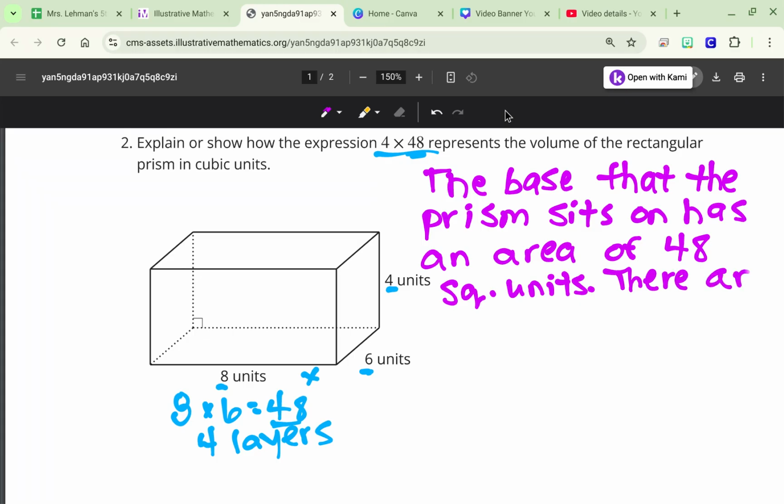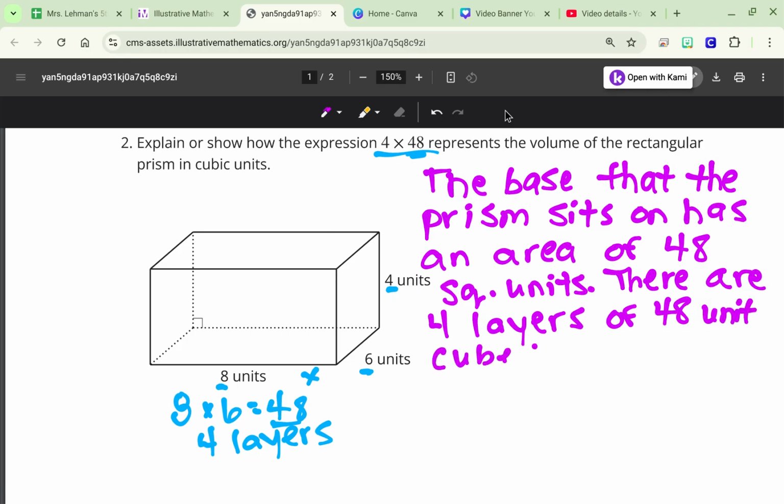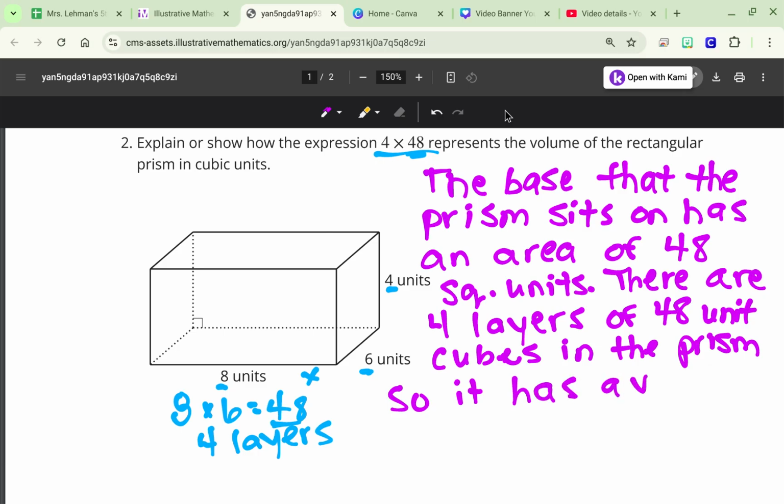There are how many layers? 4 layers. There are 4 layers of 48 unit cubes in the prism. So it has a volume of 4 times 48 cubic units.